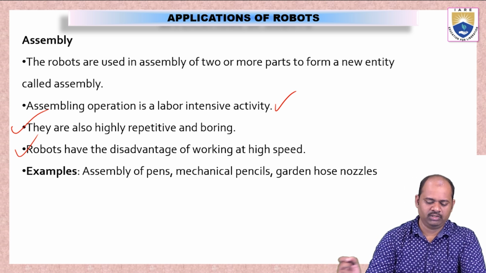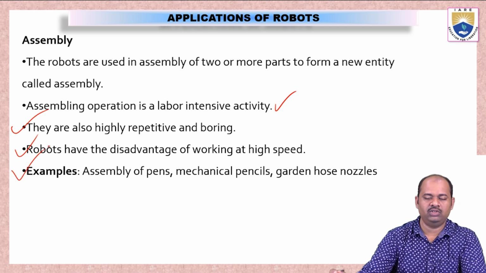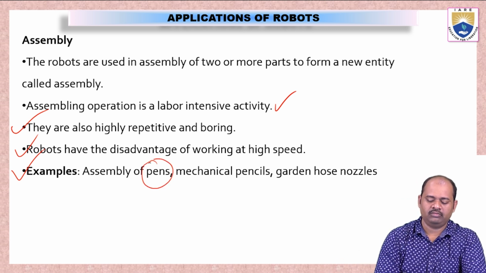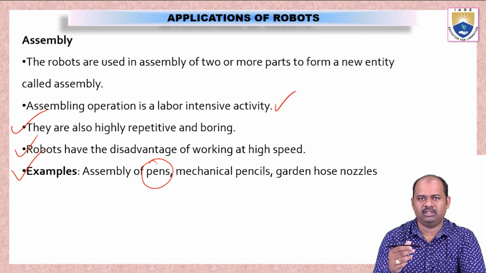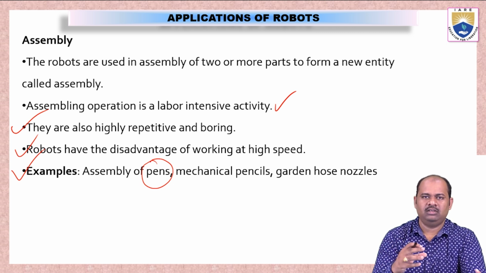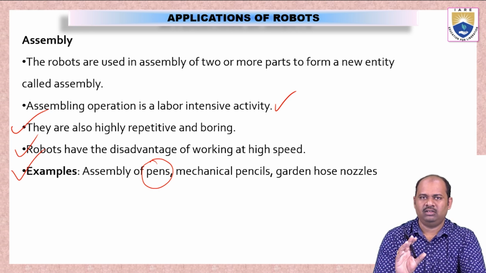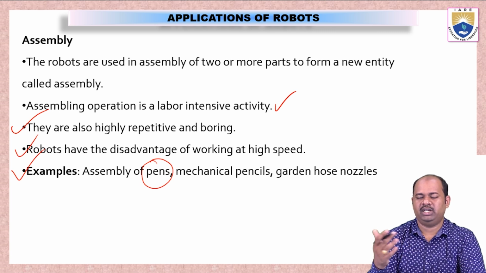So that is one disadvantage which can be overcome by changing the program of the robot. Now some of the examples where robots can be used in assembly: assembling of pens, the normal pens we use for writing. Different parts of the pen can be easily assembled with the help of a robot, because they are very small. Human beings may get tired because of the boring repetitive task. So that is where we can use robots.